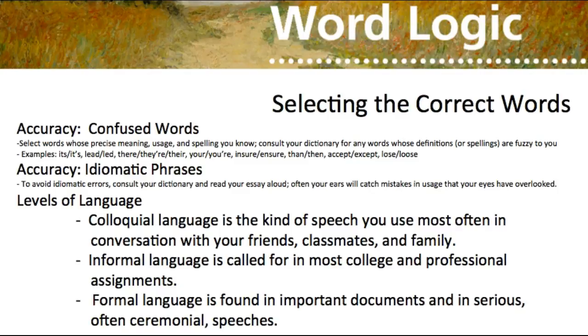Select words whose precise meaning, usage, and spelling you know. Consult your dictionary for any words whose definitions or spelling are fuzzy to you. Examples: it's versus its. It's with an apostrophe s spells out "it is." So if you're trying to figure out whether your sentence is appropriate, replace it with "it is." If the sentence is "look at its beak," you would not say "look at it is beak." So you would use its.